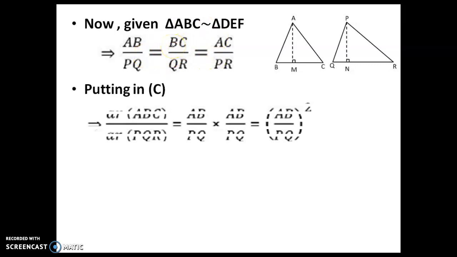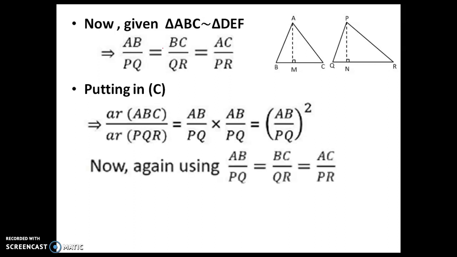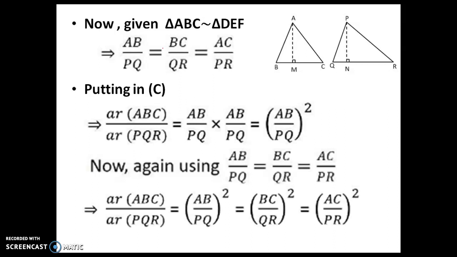Okay. So putting in C. So first we are replacing AB by PQ. Okay. So AB by PQ into AB by PQ. So it is square. AB by PQ the whole square. Okay. So now again using this proportionality we can find out anything. Anything we can find out. AB by PQ the whole square, or BC by QR the whole square, or AC by PR the whole square. Okay. So hence it is proved.